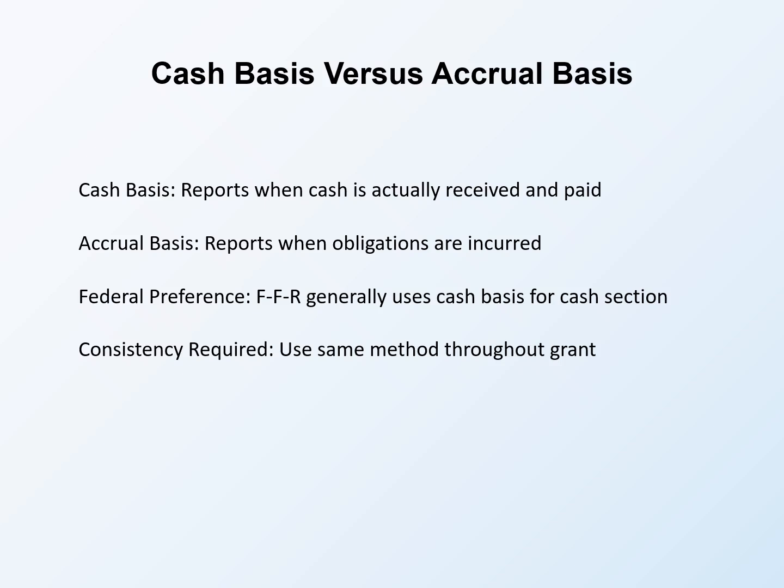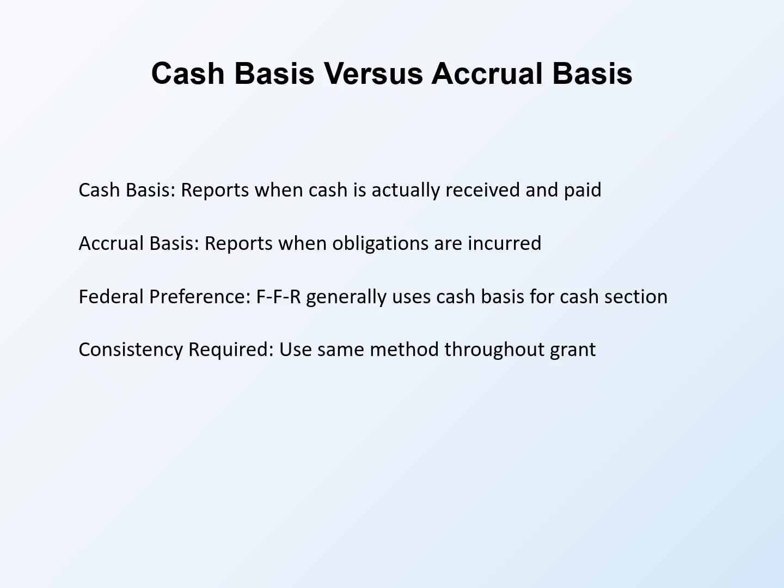Cash basis reports when cash is actually received and paid. Under cash basis, an expenditure is reported when the check is written or payment is made, not when the obligation is incurred. Cash basis is simpler and matches bank statements. Accrual basis reports when obligations are incurred, regardless of when cash changes hands. Under accrual basis, an expenditure might be reported when goods are received, even if payment occurs later. Accrual basis better matches economic activity to time periods.